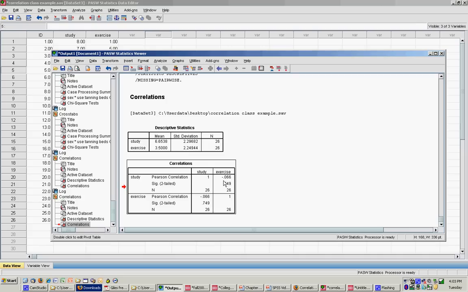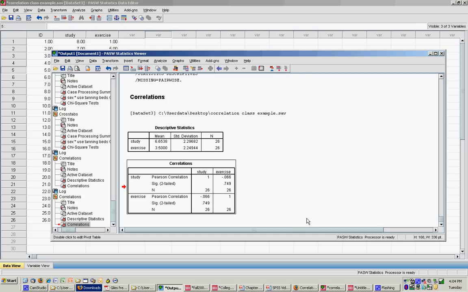The actual value, 0.066, tells me that we have a very small, negligible correlation. In fact, it's approaching 0, which means the two variables are almost perfectly not correlated. They are not flagged, which means that this is not significant. In fact, the actual p-value is 0.749. And remember, we need a p-value of under 0.05 for it to be significant. If these two variables were significant, I would have seen this value right here be less than 0.05.